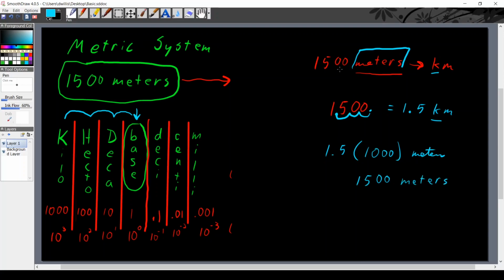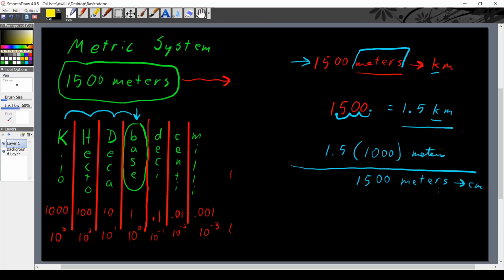And so you can see that that 1,500 meters and that 1.5 kilometers are indeed equivalent amounts. Now, what if I wanted to take that same 1,500 meters but wanted to express it as centimeters? Let's see. Let's switch once again. We'll switch to a nice yellow color this time.